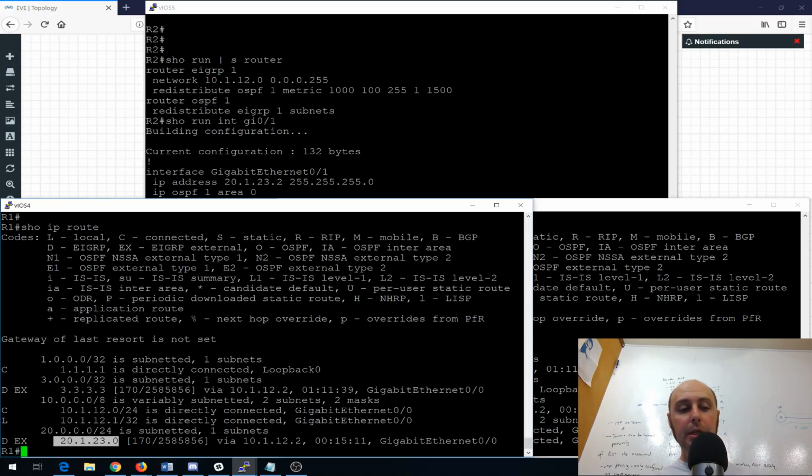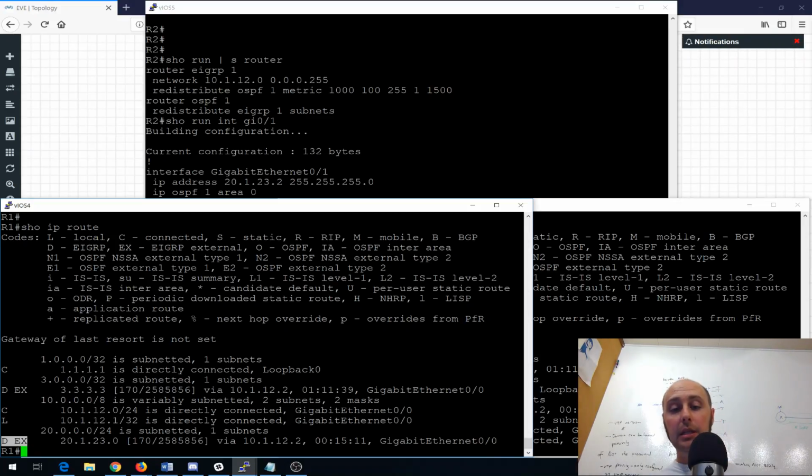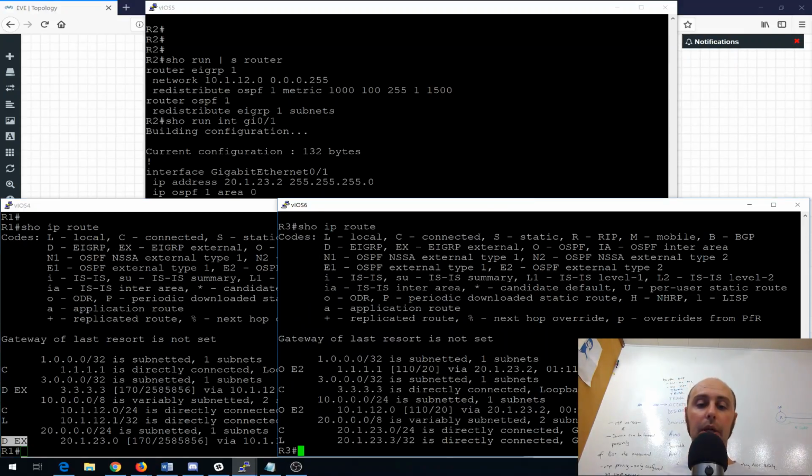And because this is being redistributed into EIGRP, we're seeing them, as you can see here, identified by the EX for external routes. Both the directly connected interface and the loopback are seen as external, and over on router 3, router 1's loopback and the directly connected interface are also seen as external, as identified by the E2.